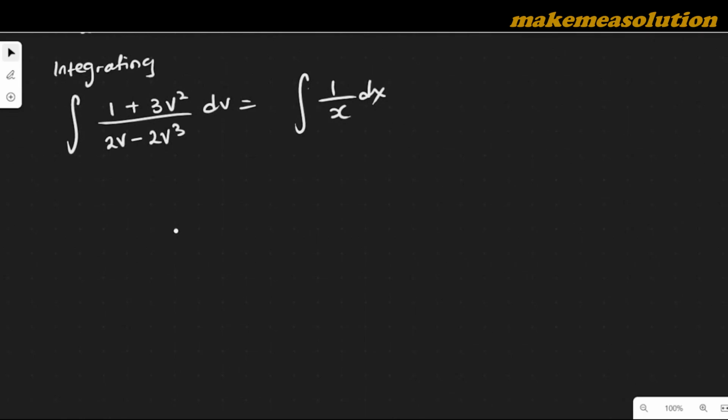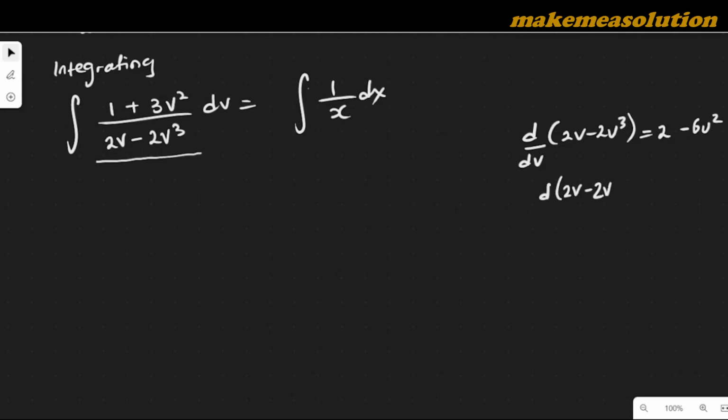Now, in this particular case of integration, it's not going to be like the one that we've been seeing before. So assuming, for instance, with respect to v, you want to differentiate 2v minus 2v cubed, you're going to get 2 minus 6v squared. Okay, 2 minus 6v squared. So d of (2v minus 2v cubed) gives me 2 minus 6v squared dv.